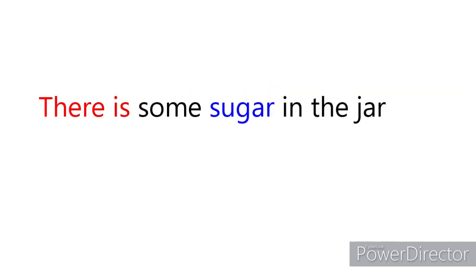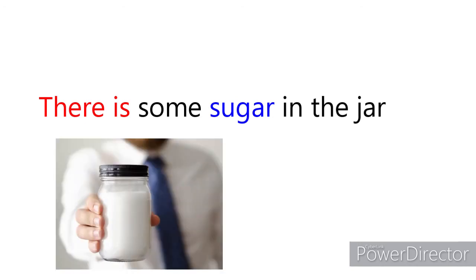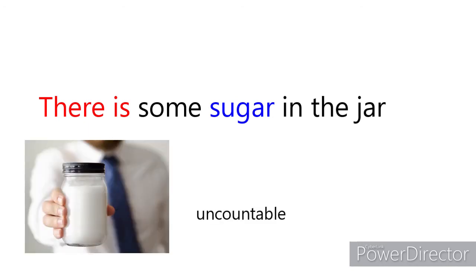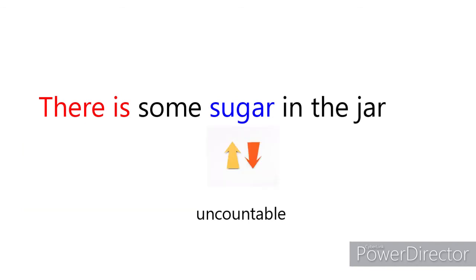Example, there is some sugar in the jar. Here's some sugar. Sugar is an uncountable noun. We can't say one sugar, two sugar, three sugar. لا نستطيع قول واحد سكر اثنين سكر. So that's why we used there is. لهذا السبب استعملنا there is.